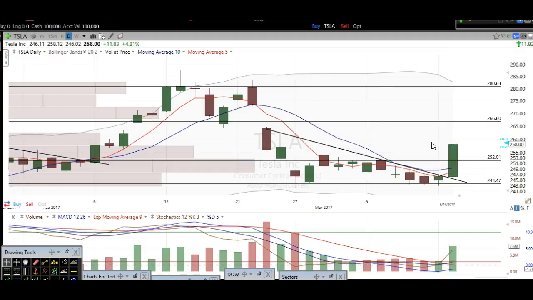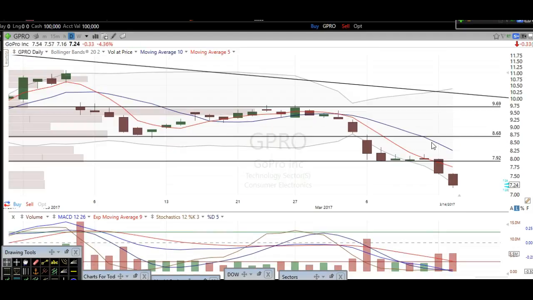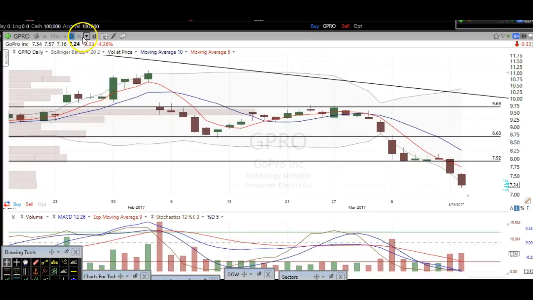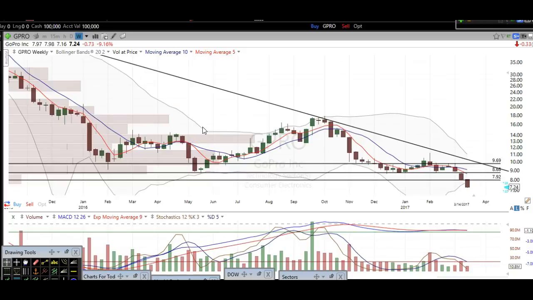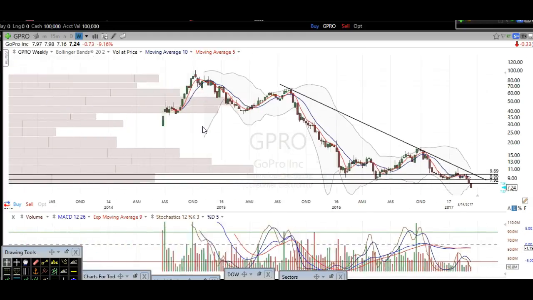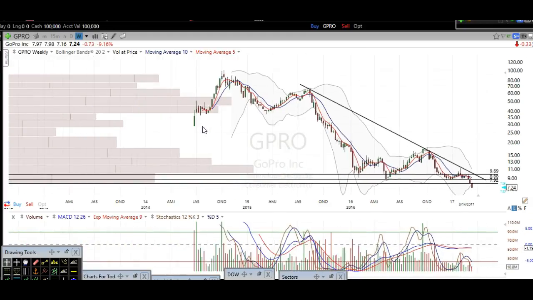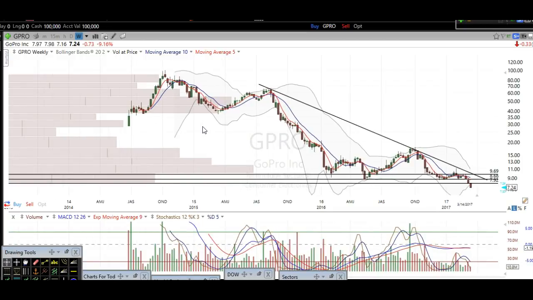Next one we're going to take a look at is GPRO. And GPRO, I'm going to touch on the weekly time frame just so you can see it a little more clearly. And I'm going to go back all the way to the IPO. So GPRO, you can see here, this is the IPO right here. Very nice action when it first started here, but as you can see since, we've been making lower highs and lower lows. So pretty much a trash looking stock here.